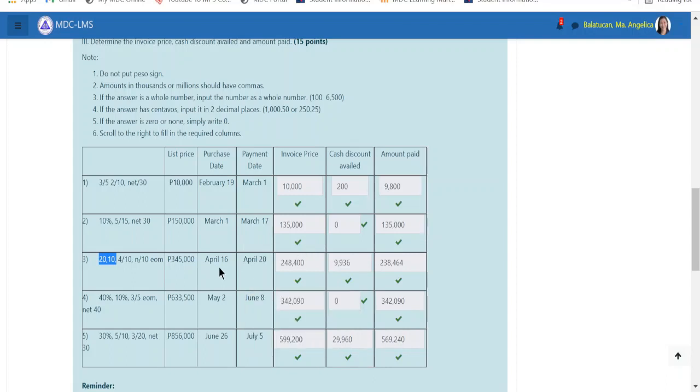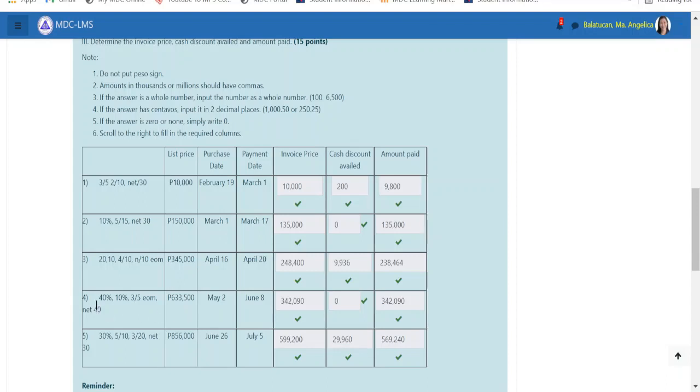Now, let's check if there's a discount. So we have 16 plus 10 days, so that's 26. It was paid on April 20, so therefore there is a discount. Discount is 4% off 248,400. So that would be 9,936. So deduct 9,936 from the invoice price. So the amount paid would be 238,464.